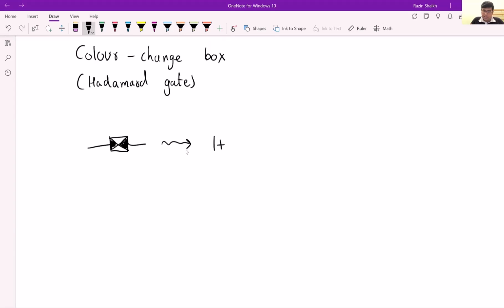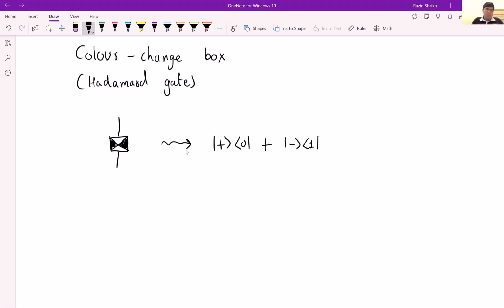It corresponds to this bracket. So it will take 0 and send it to plus. If you input 0, you get plus. If you input 1, you get minus. So it changes these bases in a way. There's also a normalization here usually, which we don't need to worry about because we're only working up to global scalars. Oh, maybe I should have drawn this from bottom to top. Yeah, that's better.